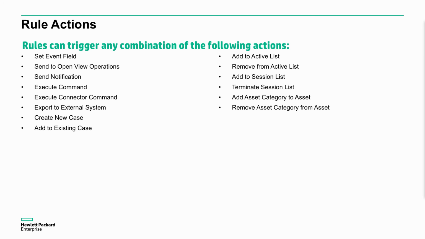We've also got some specifics that we can trigger around assets. So we can add a category to an asset. For example, if we see an open port because we see some data being transferred to and from, we can actually update the asset category and add that particular information to it. Or alternatively, we can remove an asset category as required as well.